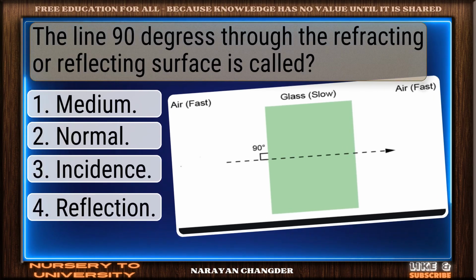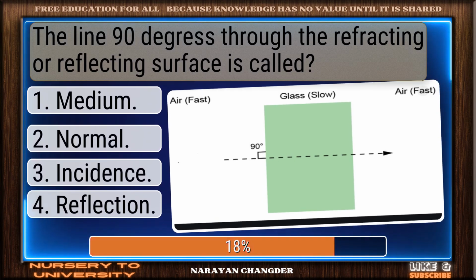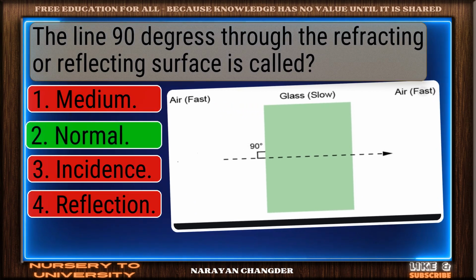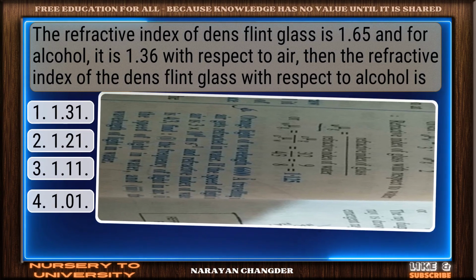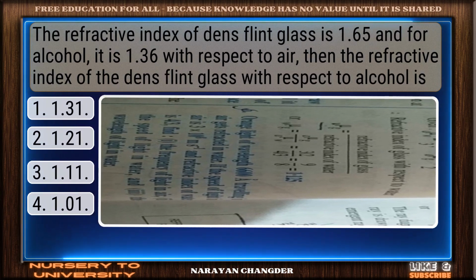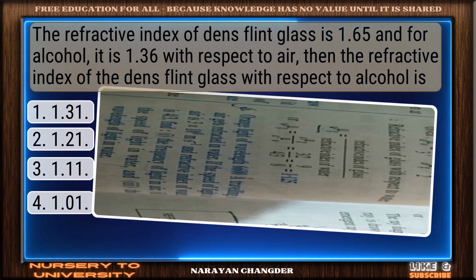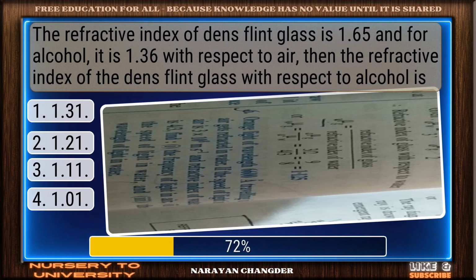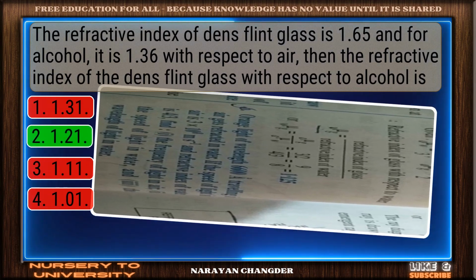The line at 90 degrees through the refracting or reflecting surface is called? Excellent. Normal is a brilliant choice. The refractive index of dense flint glass is 1.65, and for alcohol it is 1.36 with respect to air. Then the refractive index of the dense flint glass with respect to alcohol is... Smart pick. 1.21 is the correct choice.